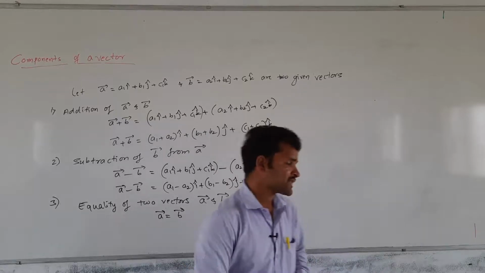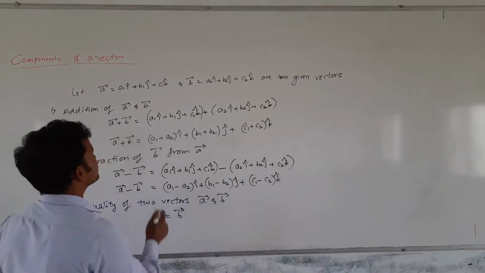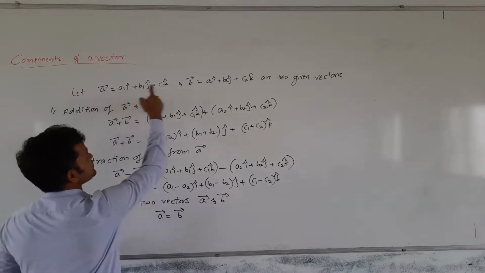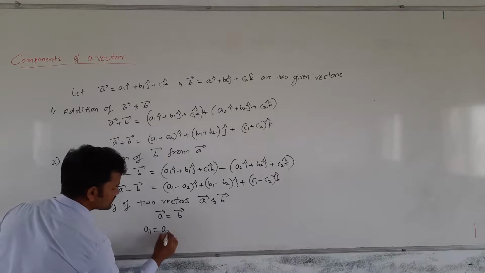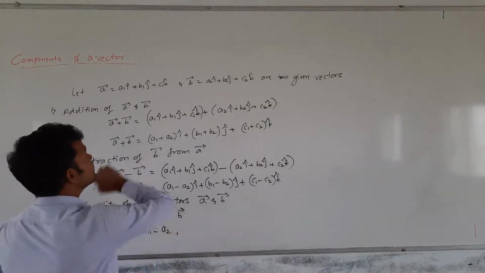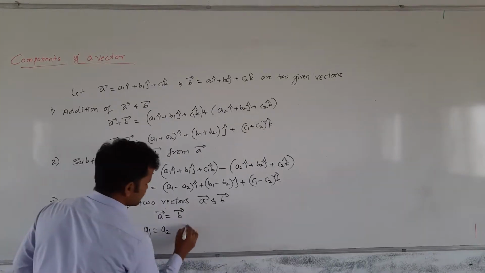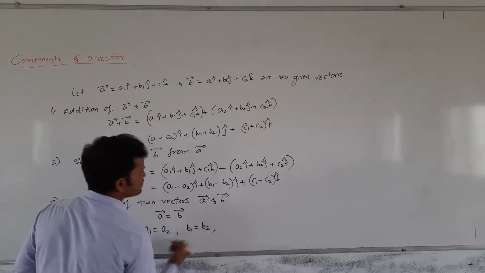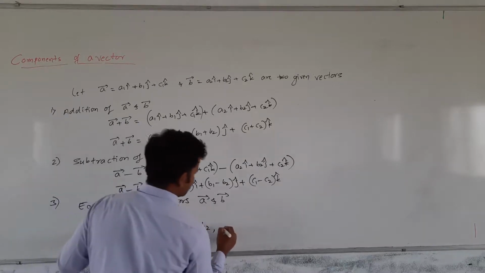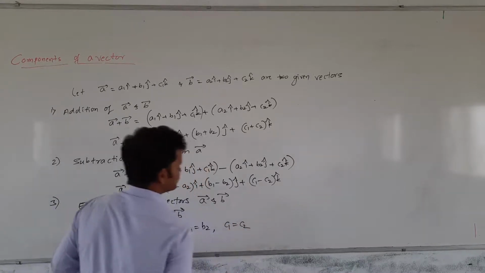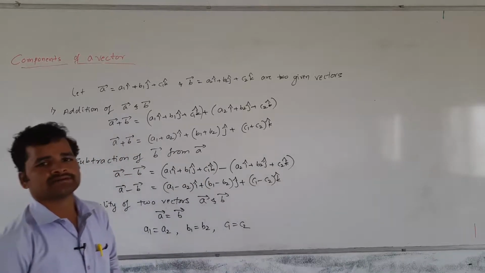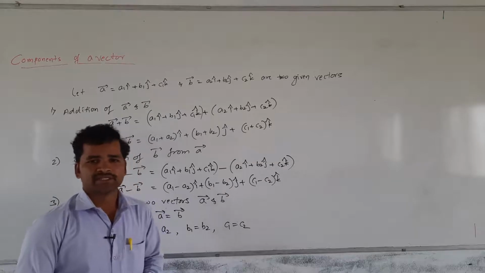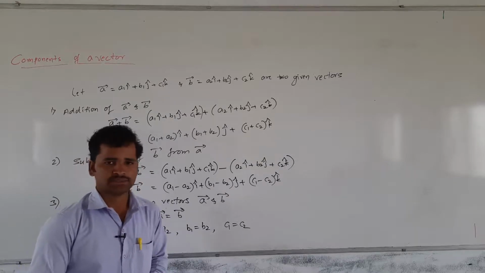Otherwise, no. Same components in the sense what? Here I component is A1, here I component is A2. Means we should have A1 is equal to A2. Then J components have to be the same again. That means B1 should be equal to B2. Next, last one is C1 should be equal to C2. These three conditions should be satisfied. Then only the given two vectors are equal. Otherwise, no.